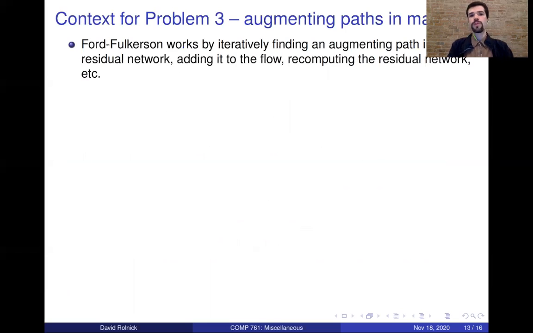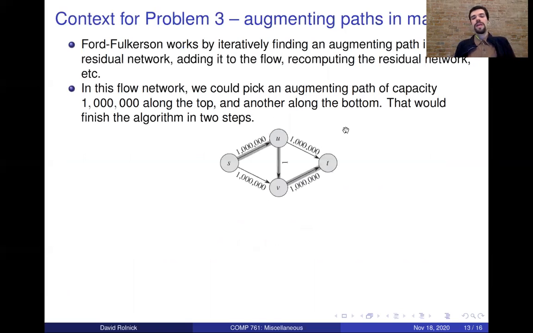Now, Ford-Fulkerson works by iteratively finding augmenting paths in the residual network, adding the new path to the flow, recomputing the residual network, and so on. So here's an example of a flow network where we could pick an augmenting path of capacity 1 million along the top, and then we could pick another augmenting path of capacity 1 million along the bottom. That would finish the algorithm in 2 steps.